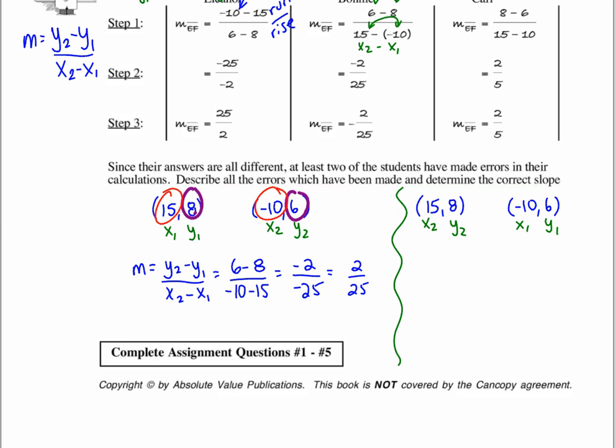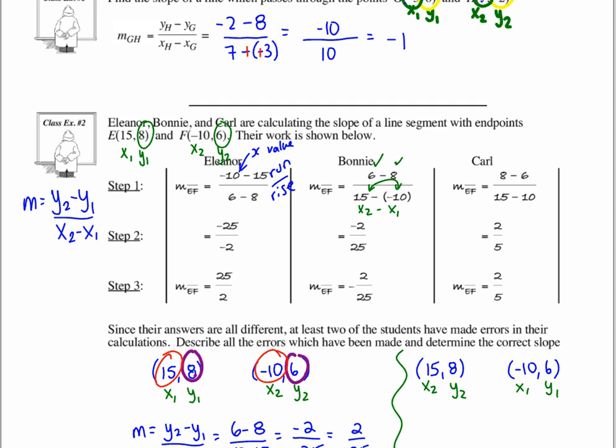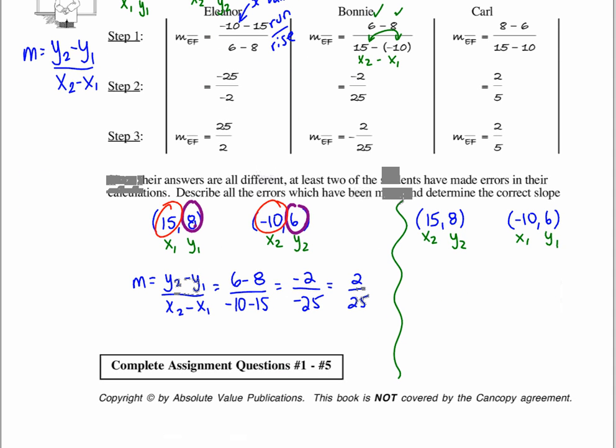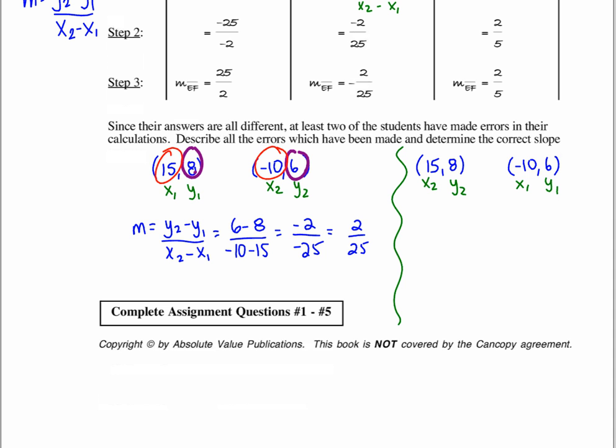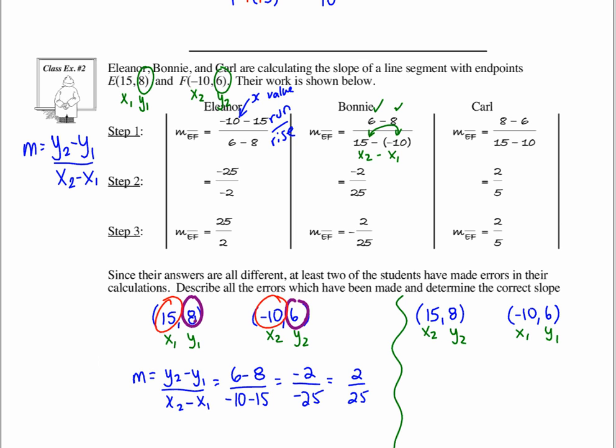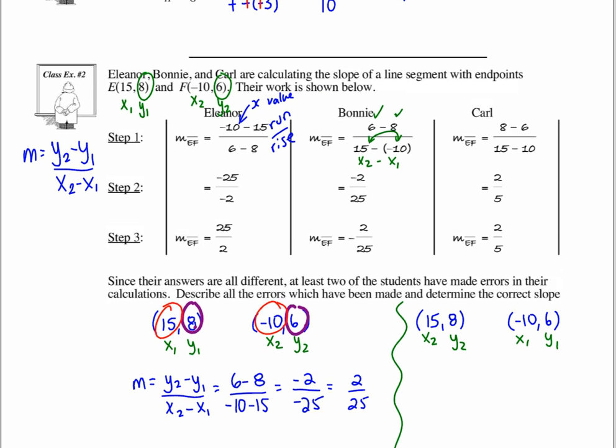Let's just make sure I did this right. So we have the points 15, 8 and negative 10, 6. So 6 minus 8 is negative 2. Negative 10 minus 15 is negative 25. And two negatives give us a positive 2 over 25. Okay?